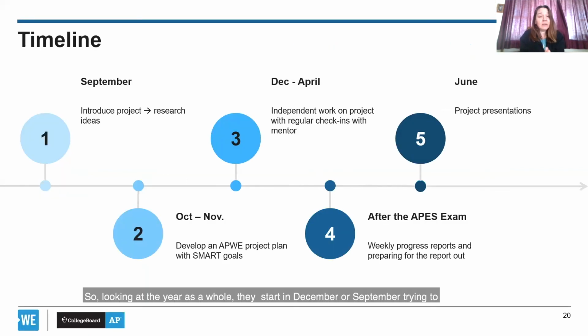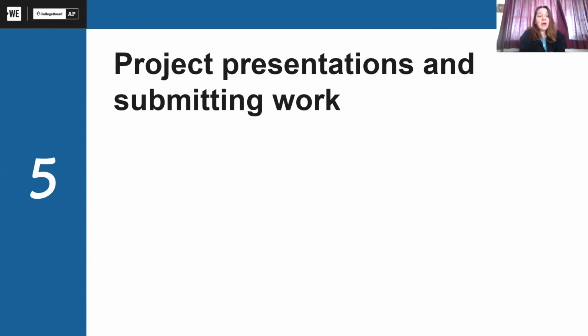So looking at the year as a whole, they start in September trying to just come up with the idea. And then by November, they've got their action plan, and some of them will be off to the races and be working on their project for that whole rest of the year. Others will pick it up more at the end after the AP exam, and then that's when they'll every single week have things that they need to accomplish to meet their goals. And June is the project presentations and the share out with the community.